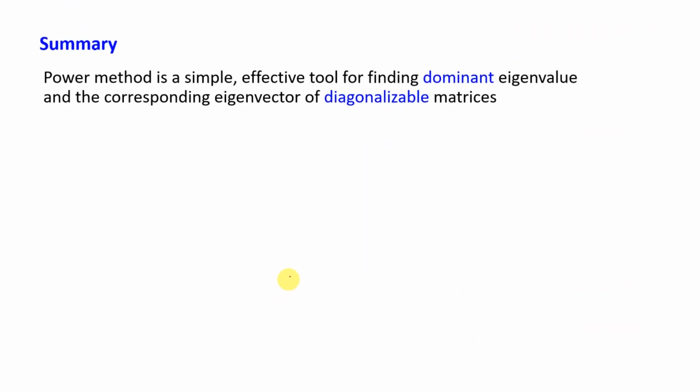Okay, now in summary, we have seen that this is a very simple tool, and it just requires matrix vector multiplication and nothing else to find the dominant eigenvalue and the corresponding eigenvector for a diagonalizable matrix. Of course, it's very difficult to know beforehand for a complex matrix whether it will be diagonalizable or not, but that is a different discussion. We don't want to bring it up here.